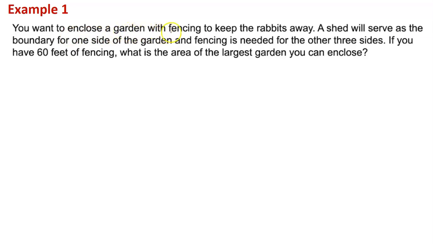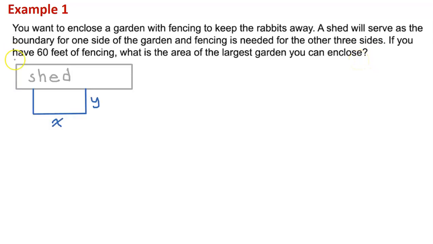Example 1. You want to enclose a garden with fencing to keep the rabbits away. A shed will serve as the boundary for one side of the garden, and fencing is needed for the other 3 sides. If you have 60 feet of fencing, what is the area of the largest garden you can enclose? Let's start by drawing a simple diagram.